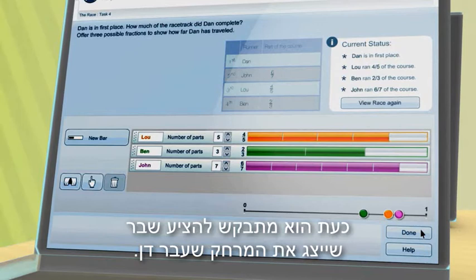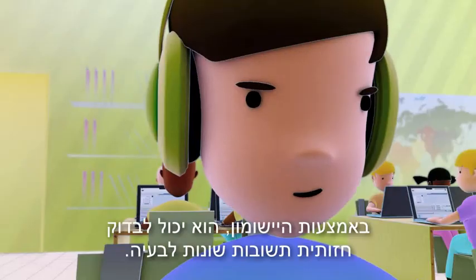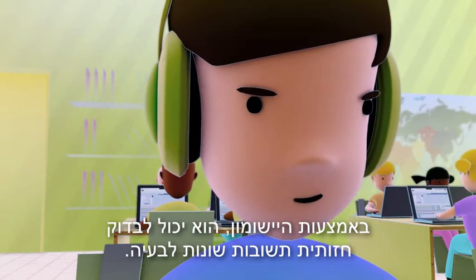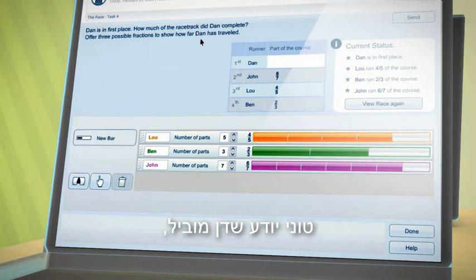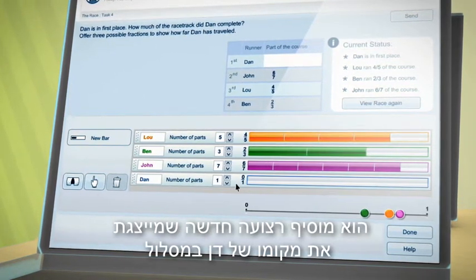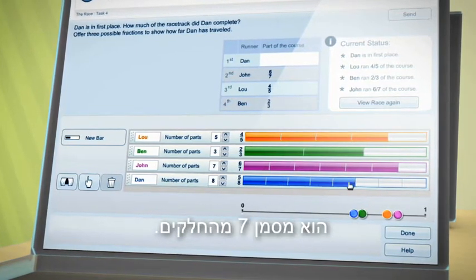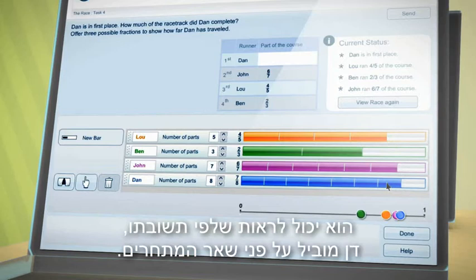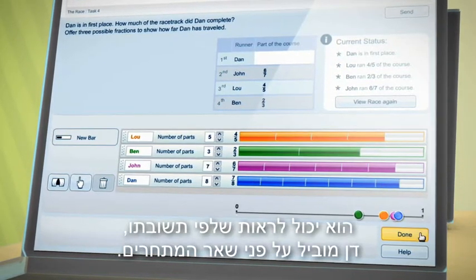Now he is asked to suggest a fraction representing how far Dan ran. Using the applet, he can visually explore various answers to the problem. Knowing that Dan is in the lead, Tony adds a new strip representing Dan's position on the track and decides to divide it into 8 bars. He then highlights 7 of them. He can see that his suggested answer places Dan ahead of all the others.